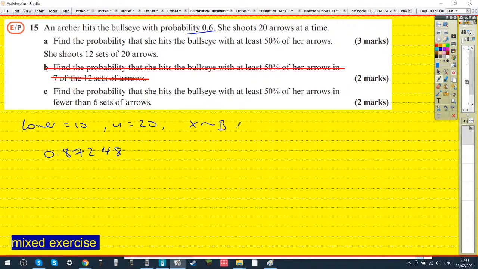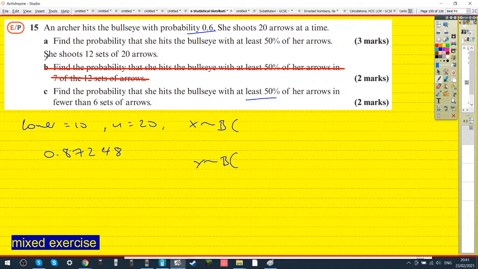And then for this next part, you do 0.5 as the probability. No, you fell for it again. 0.6. Still no. What is the probability that she hits the bullseye with at least 50% of her arrows? It's the probability we have now. 0.87248. Yeah.